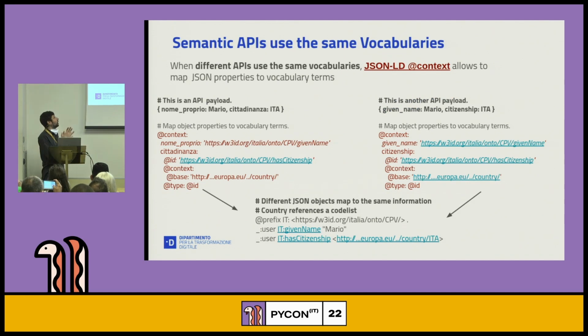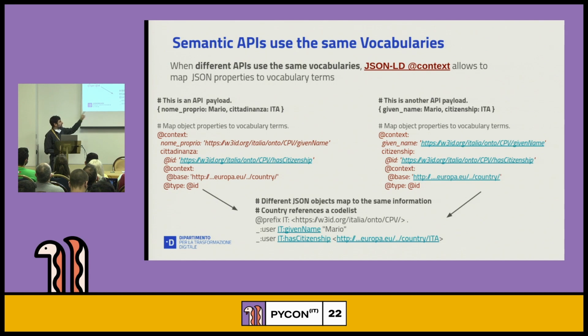So, another example. When I write APIs that rely on the same vocabularies, I can mesh them up. And it's very easy because, for example, I have one API with fields in Italian, and a different API, for example from another country or a region in Italy, that uses a different language. We have, for example, regions or provinces where they use both different languages such as German and Italian. They are free to use payloads in German, because using the context, I can map those different payloads to the same exact information. That is, a citizen where the given name is Mario, and the citizenship is the Italian one.